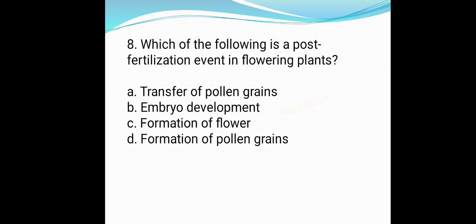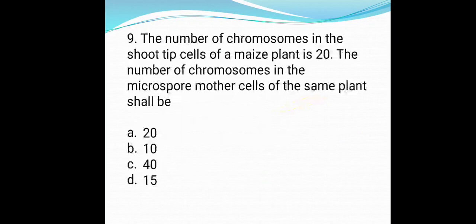Pre-fertilization events involve gamete formation and gamete transfer. The first one is transfer of pollen grain, which comes under transfer of gametes, so it comes under the pre-fertilization event. Formation of flower and formation of pollen grains also come under pre-fertilization events. But after fertilization, the zygote forms and develops into an embryo. So in the given options, the step involved in post-fertilization events is embryo development. Option B, embryo development.